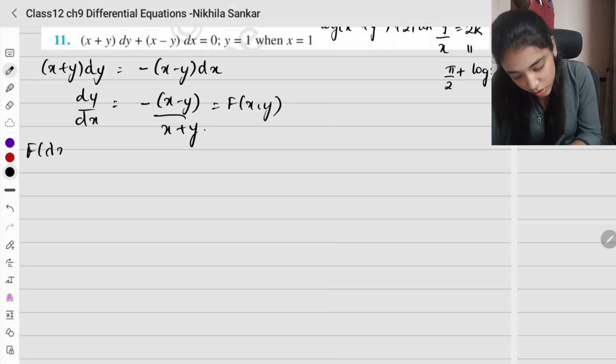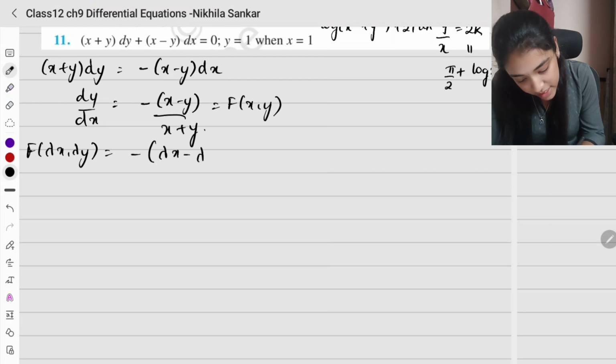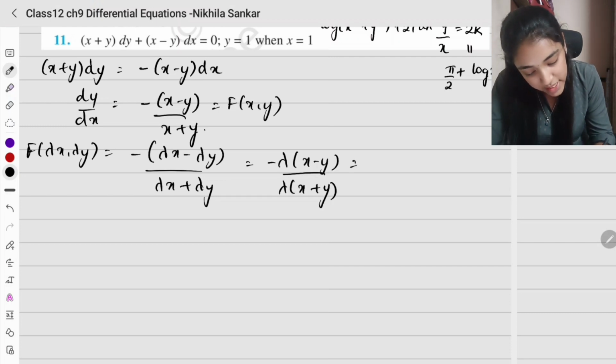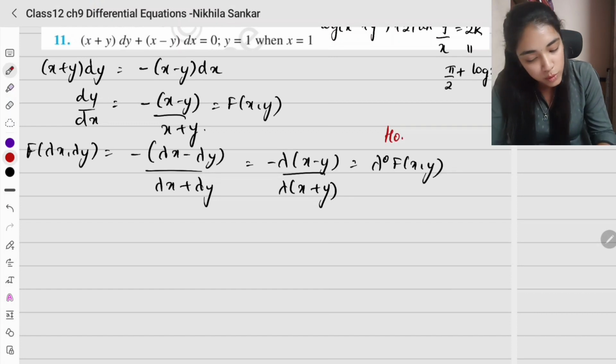இப்போ homogeneous ஆன எப்படி பார்க்கணும்? f of (lambda x, lambda y) equals minus of (lambda x minus lambda y) the whole divided by (lambda x plus lambda y). Lambda common எடுத்தா minus lambda (x minus y) divided by lambda (x plus y). Lambda gets cancelled. So lambda to the power 0 of f of x, y. Hence this is homogeneous. Homogeneous ஆன பார்த்தாச்சு.